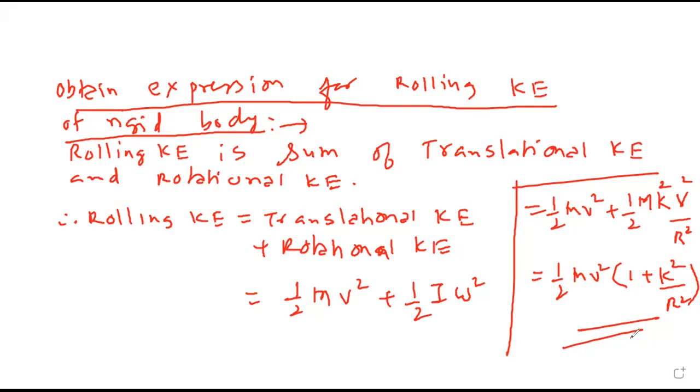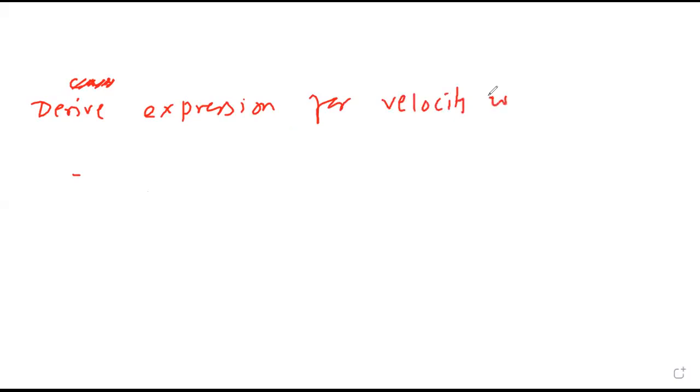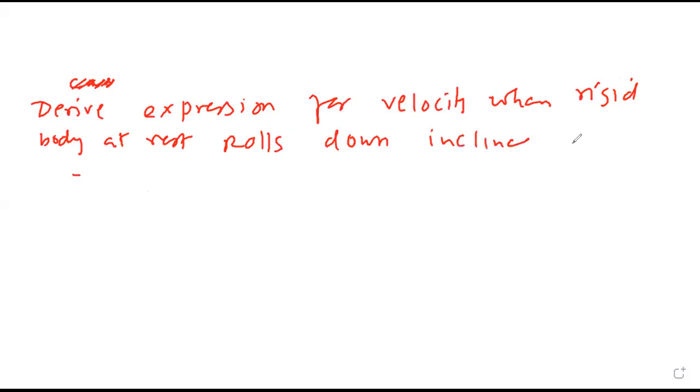Answer. Derive the expression for velocity when a rigid body at rest rolls down an inclined plane. Last one for today.